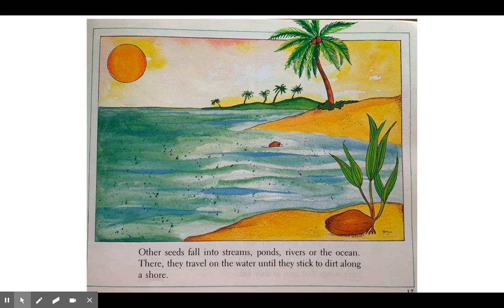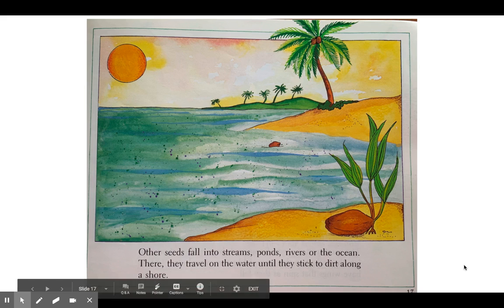Other seeds fall into streams or ponds, rivers, or the ocean. There, they travel on the water until they stick to dirt along the shore. Remember we talked last time about a coconut? That's a floater seed because it's floating in the ocean until it hits land. And then look, this coconut here put down some roots and will become a brand new coconut tree.